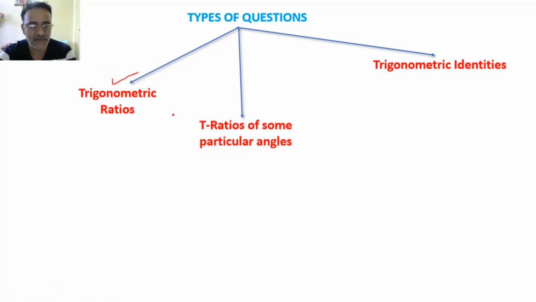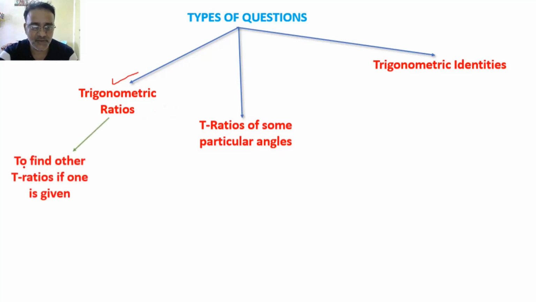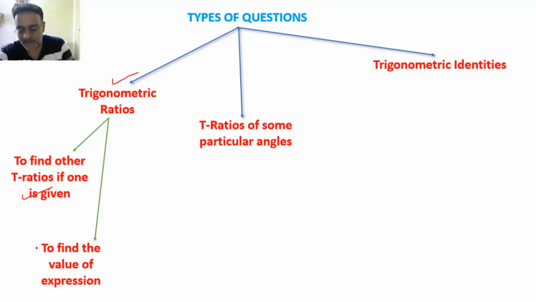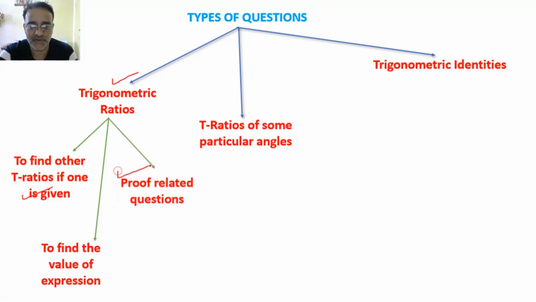How many different types of questions are there in which you have to practice? The first one is to find the other trigonometric ratios if one is given. This is the most common type of question. The second one is to find the value of any expression, if any one trigonometric ratio is given, or a triangle may be given with some measurement. And the third one is proof related questions based on trigonometric ratios.